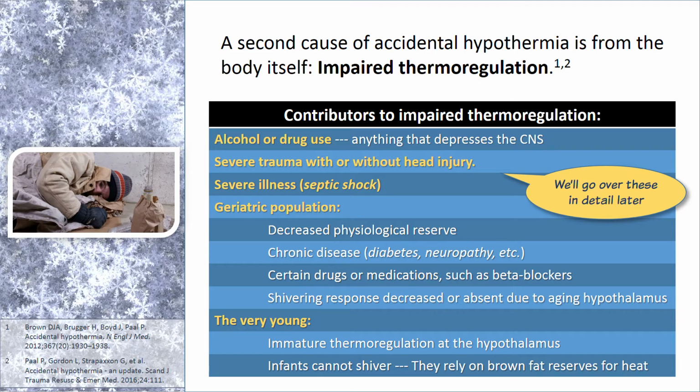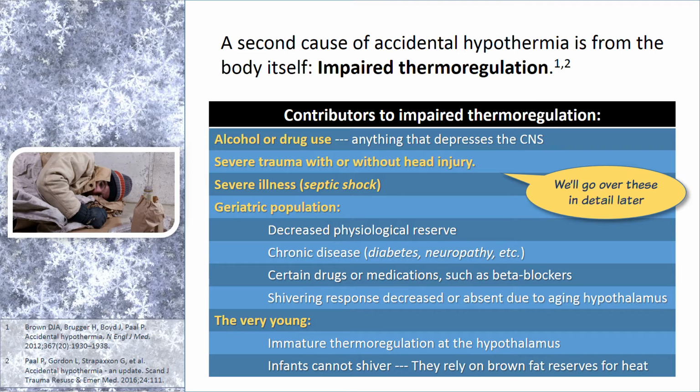Geriatric population, once again, chronic disease. You have neuropathy, diabetes, whatever it may be, poor circulation to start with, PVD, cardiovascular disease. We have all these issues that come into play. Certain drugs and medications, once again, such as beta blockers, calcium channel blockers. We don't think about those things playing into effect, but we're going to talk more about that as we get through this. And then the response to shivering. Do I have the ability to shiver? Is it decreased? Is it decreased because I'm unconscious now? That plays into that factor.